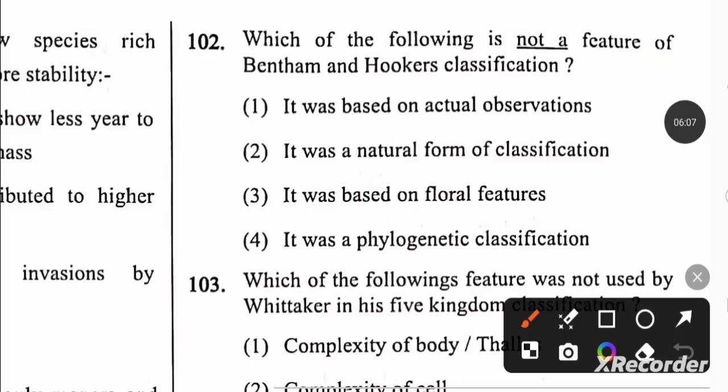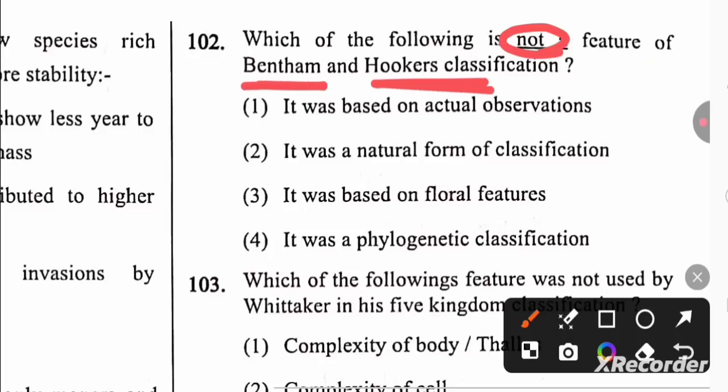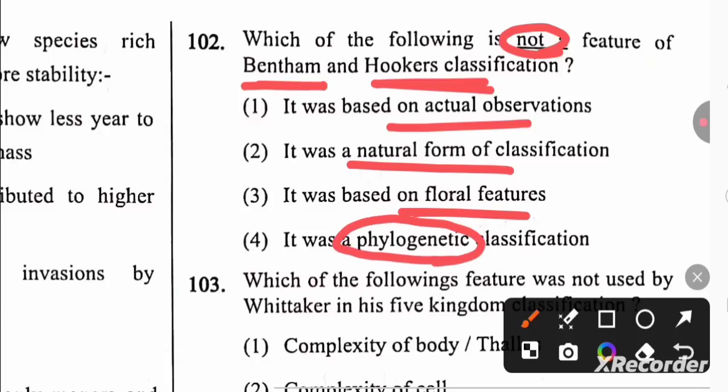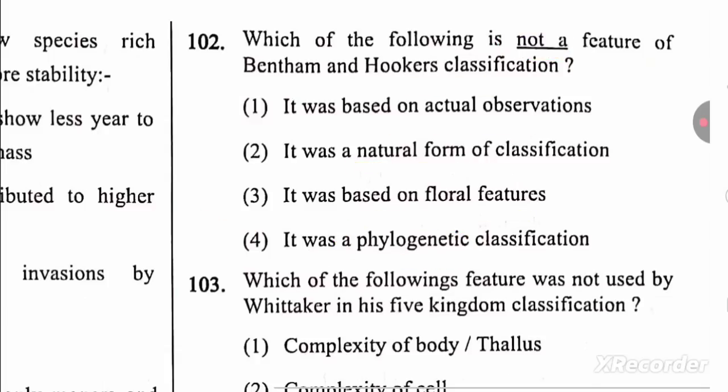Which of the following is not a feature of Bentham and Hooker classification? Bentham and Hooker classification is based on actual observation, it was a natural form of classification. It was based on the floral features. But Bentham and Hooker have not used evolutionary relationships. So phylogenetic classification is not used. So this is the right answer for this question.